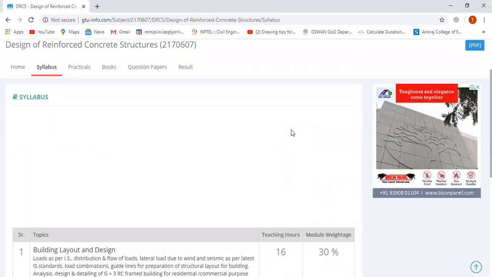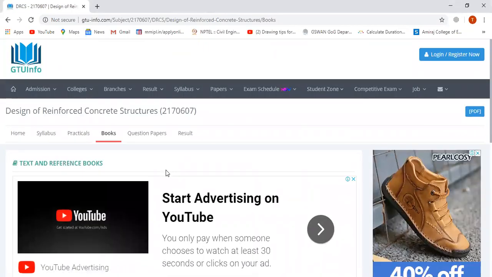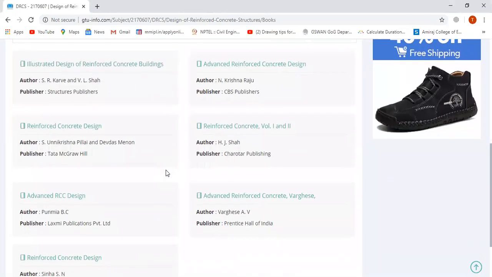Here we have some reference books. Illustrated Design of Reinforced Concrete Buildings by Karve and Shah. The next book is Advanced Reinforced Concrete Design by N. Krishnaraju, from which we get our most basic content on retaining walls, shear walls and water tanks. The next book is Reinforced Concrete Design by Pillai and Menon.